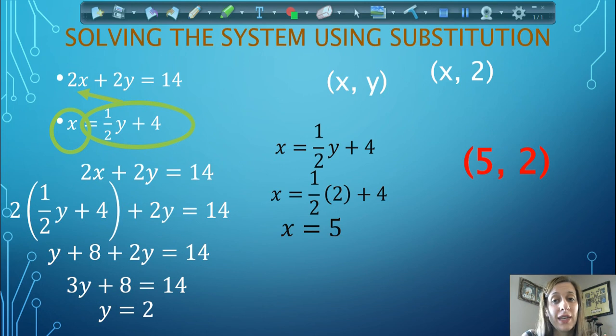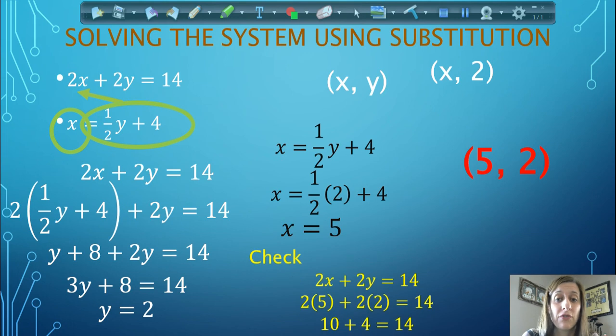Again, we can do a quick, easy mental check. I've used this x equals equation to find the y value, so I'm going to go back to the original equation of 2x plus 2y equals 14. I'm going to substitute into that. When I substitute in, I should get 14. My x value is 5. My y value is 2. And I do get 10 plus 4 is equal to 14, which is a true statement.